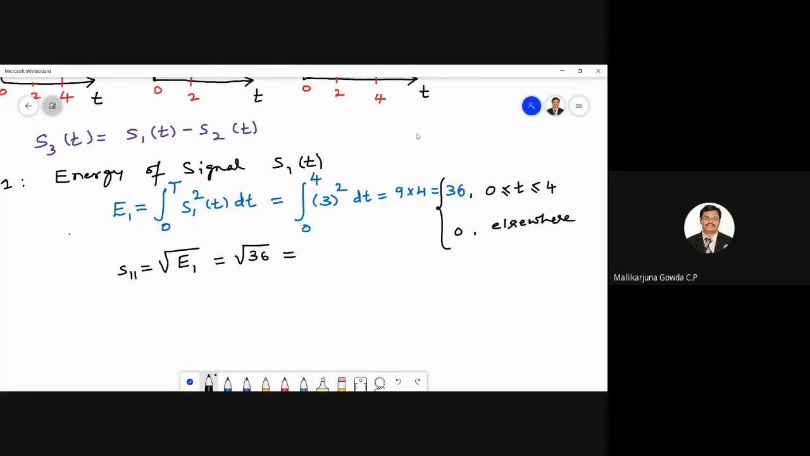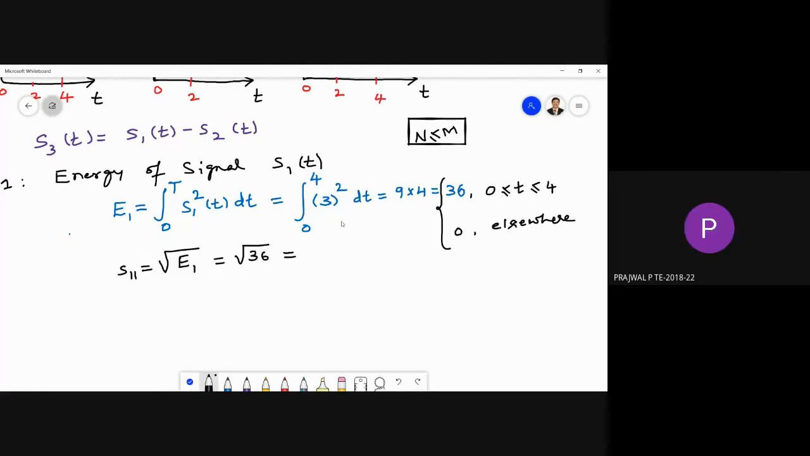Hope I am clear. N is what? My orthonormal basis functions, right? I stressed upon this. M is the M finite energy signals, right? So this condition is true: the number of orthonormal basis functions will always be less than or equal to the number of energy signals. Hope you got my point.